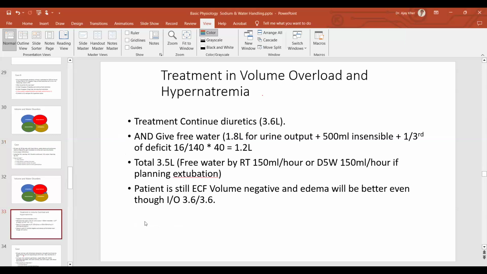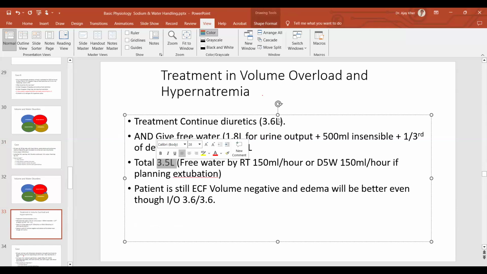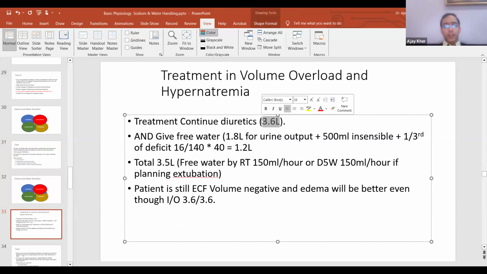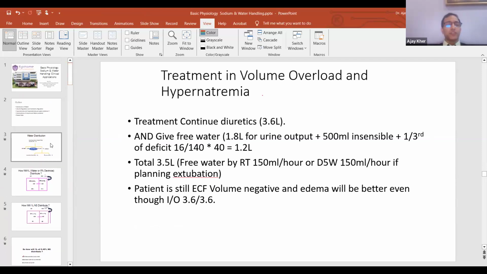So how will the patient get better even though we're giving them that much fluid? Yes. So this is what we are talking about. You are giving them 3.5 liters of water, plain water. They're putting out 3.6 liters of urine. Their extracellular volume will go down. So the reason it will go down comes back to this.